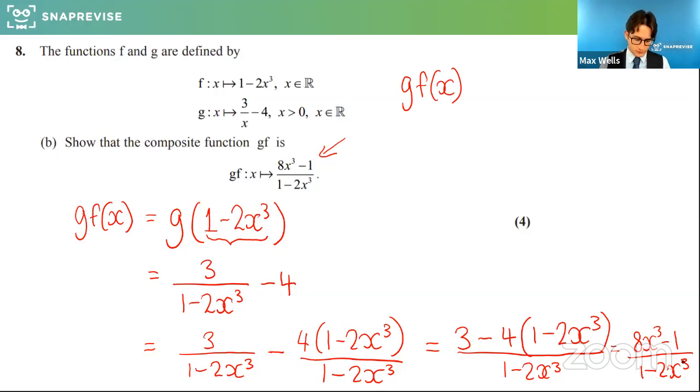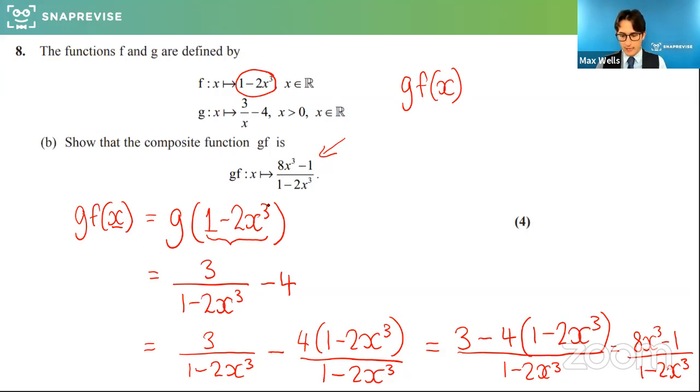So what I've done is I've taken x, just in general terms, and what would come out of this function, 1 minus 2x cubed. Obviously, if they said f of 5, you'd put 5 in and get a number out, but we're putting x in. Then that bit comes out and becomes the new input into the g function, because we've got to sub the output of that into the g function. And that is 3 over the input minus 4. So 3 over the 1 minus 2x cubed, minus 4. So we've kind of done it.